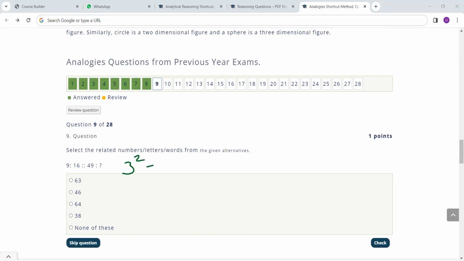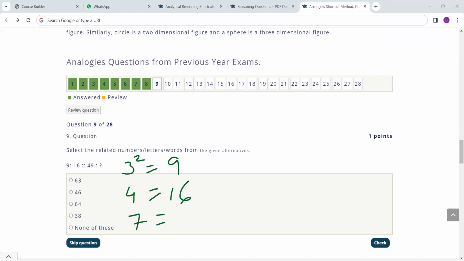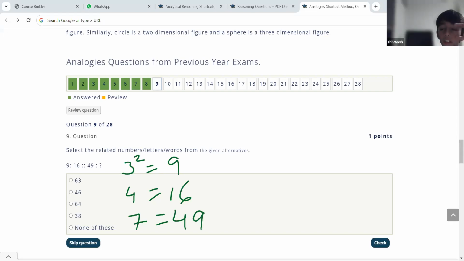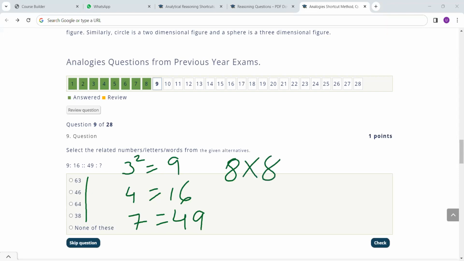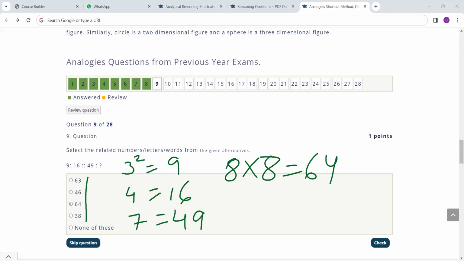Square of 3 is 9. Square of 4 is 16. So it means the square of 7 is 49. Do you have any square over here? Yes, 8 times 8. Let's see. Yeah. So the correct answer is 64. I didn't see the squares.